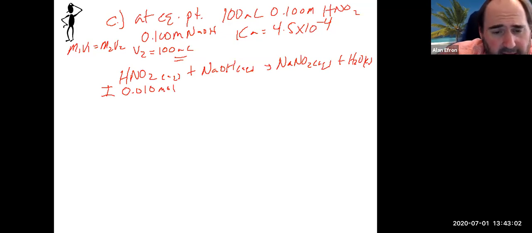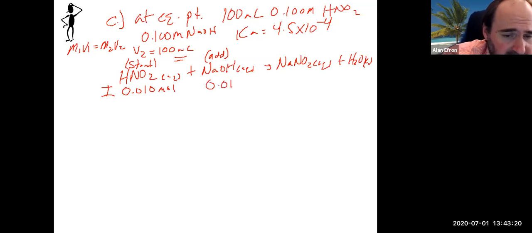How it helps you is you should know that if we're at the equivalence point, the moles of our sodium hydroxide, which is what we're adding, should be exactly equal to the moles of our nitrous acid, which is what we started with. Which means, without really doing a calculation, you probably could pretty safely know you should have 0.01 moles of your sodium hydroxide.